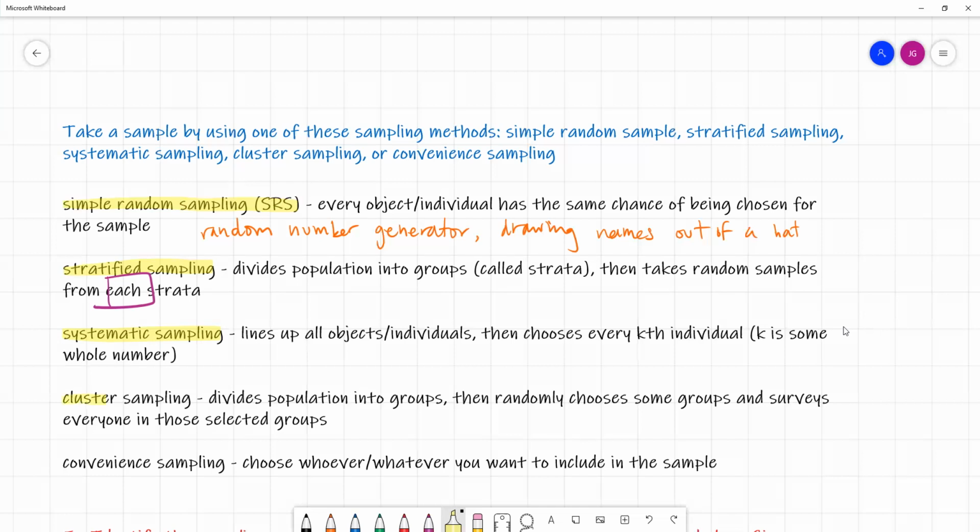Now let's look at cluster sampling. Okay, so in cluster sampling, we have the same start as stratified sampling. We're dividing the population up into groups. Then we're going to randomly choose some groups and survey everybody in those groups that we choose.